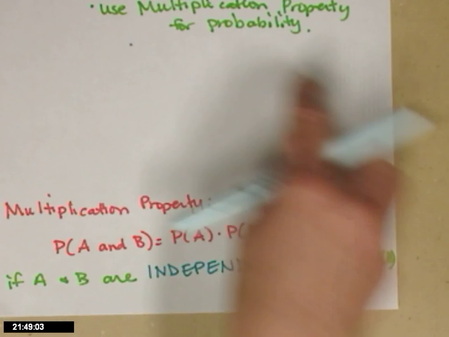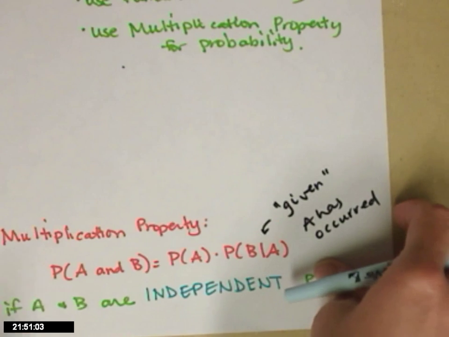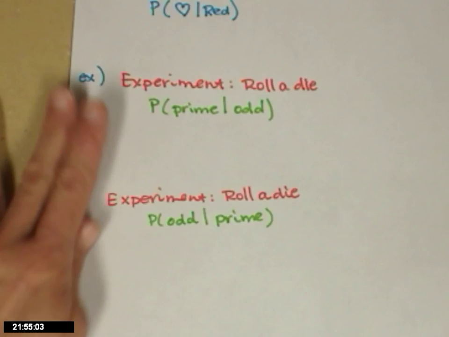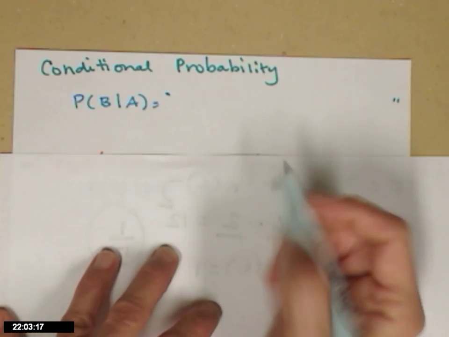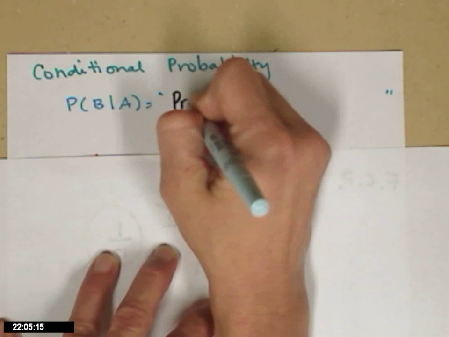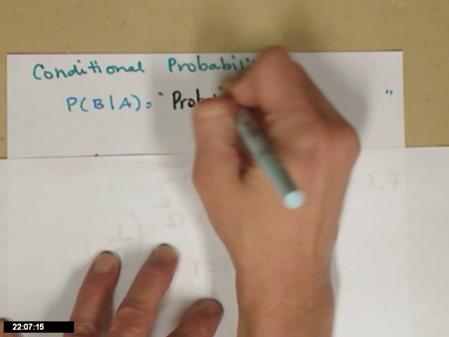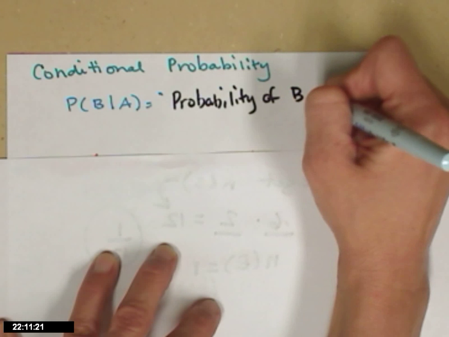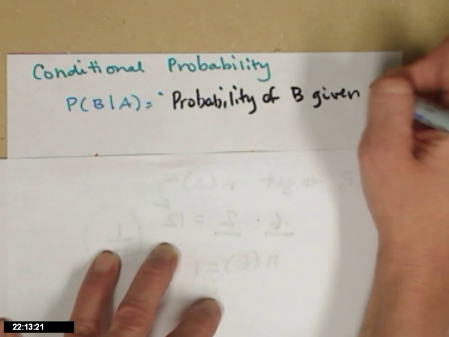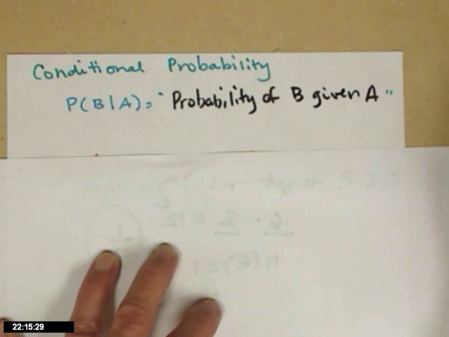So, we're going to have to come back and fill in this multiplication property for probability, because first we're going to take a little sidestep into conditional probability. Let's talk about the probability of B given A.